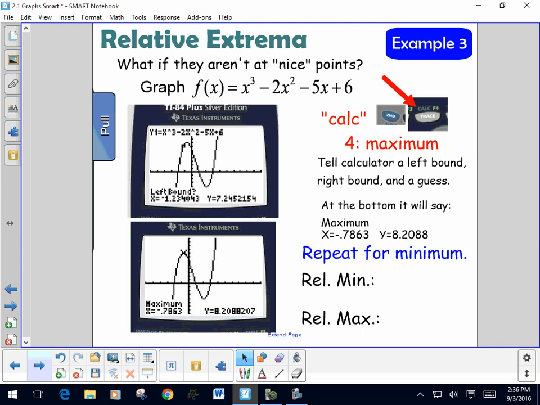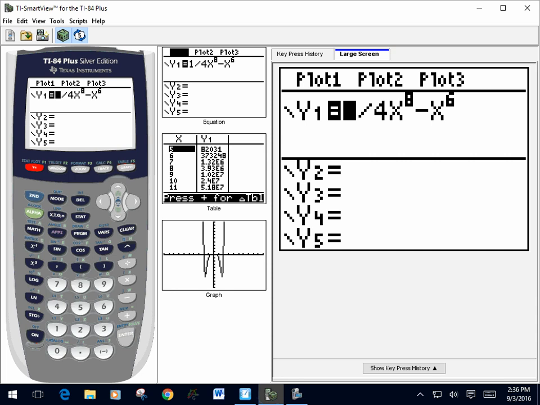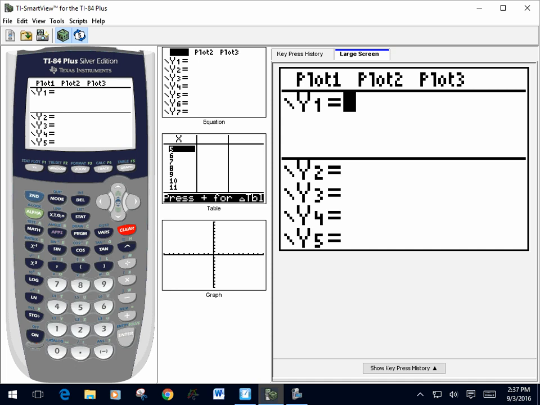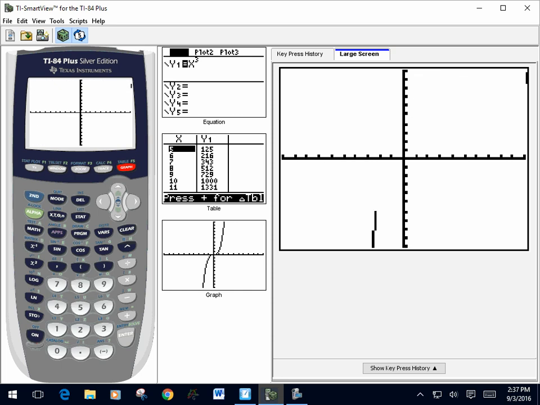So I'm going to go to the graphing calculator again, and we're going to use this function x cubed minus 2x squared minus 5x plus 6 to see how to get our calculator to help us with this. So I'm going to go back to the y equals screen and put in this new function, which is x to the 3rd power, go down out of the power, minus 2x squared minus 5x plus 6. So our function is in. If we hit graph, it draws this lovely thing for us.